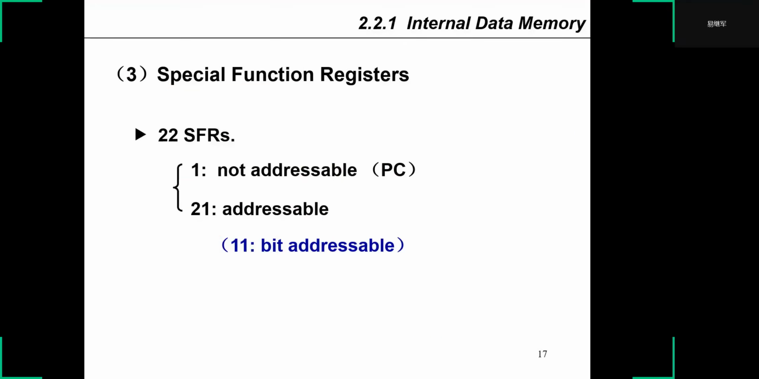Special function registers. There is one special function register, the PC, the program counter. The program counter is not addressable for the user. The remaining SFRs, 21 of them, are addressable for users.